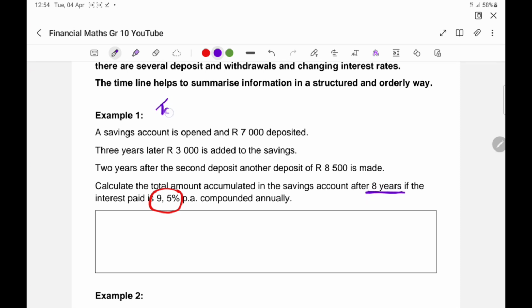Now, people, a timeline, you always start with term 0. Very, very important. And then each term here represents a year. So you write it up like that. And after doing this, you'll see it makes much more sense. It's easier to understand. Okay, so let's start. A savings account is opened and 7,000 Rand is deposited. So here at term 0, we have 7,000 Rand that we opened it with. 3 years later, so I always talk about bunny hops. 1, 2, 3 years later, 3,000 Rand is added to the savings account.